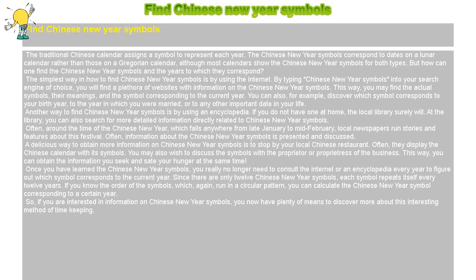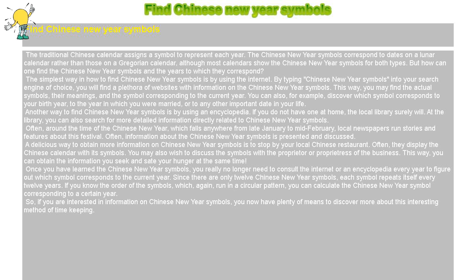Find Chinese New Year symbols. The traditional Chinese calendar assigns a symbol to represent each year. The Chinese New Year symbols correspond to dates on a lunar calendar rather than those on a Gregorian calendar, although most calendars show the Chinese New Year symbols for both types.